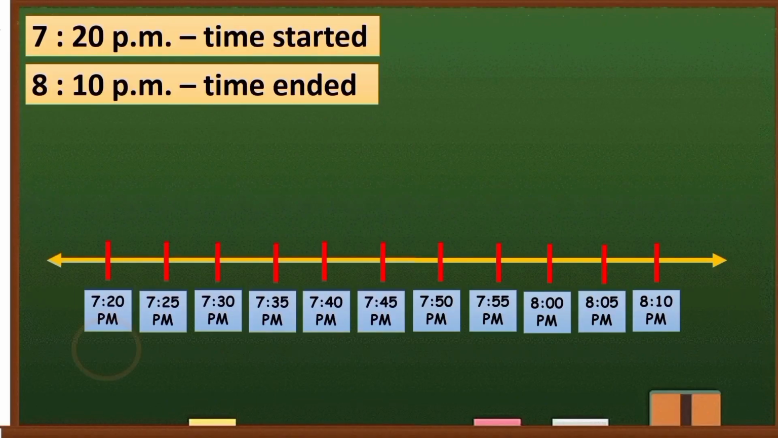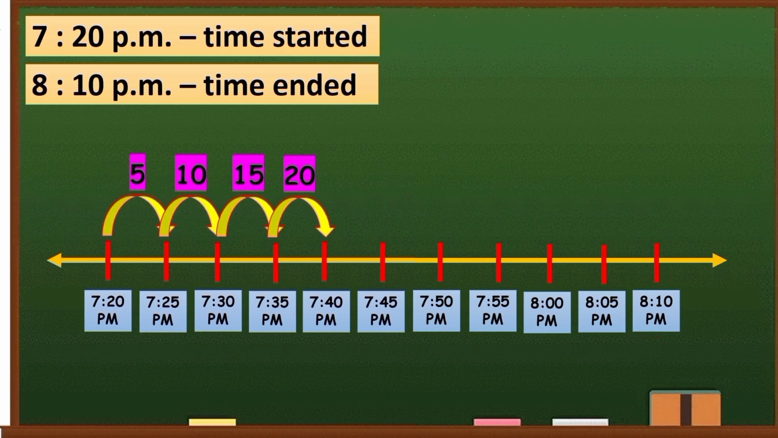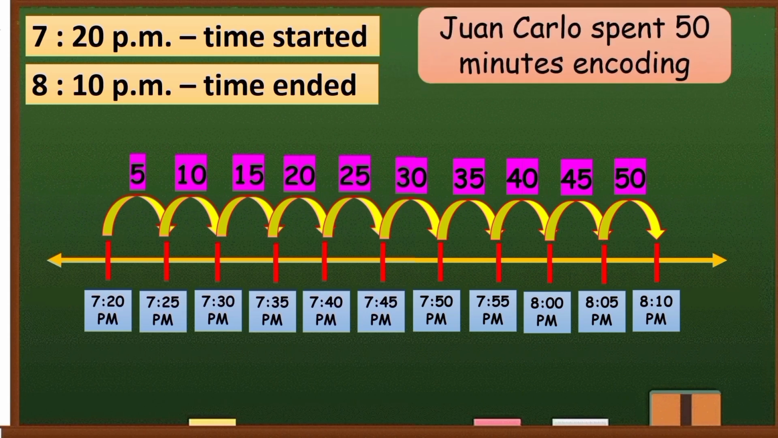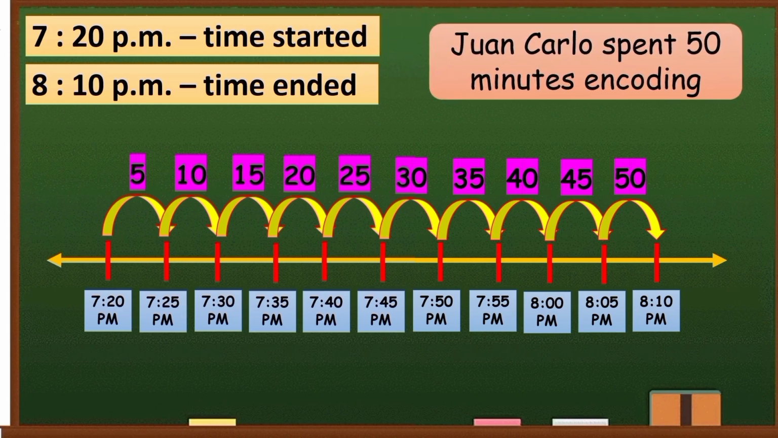We still have 7:20 as the starting time and 8:10 as the ending time. Let's do the skip counting. 5, 10, 15, 20, 25, 30, 35, 40, 45, 50. Same answer. Juan Carlo spent 50 minutes encoding.